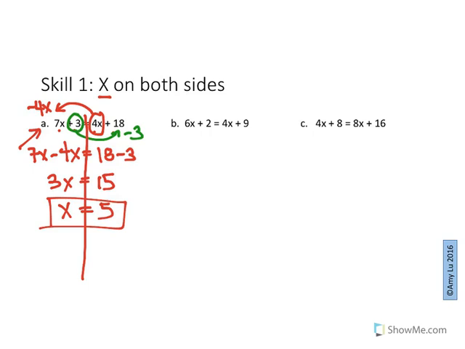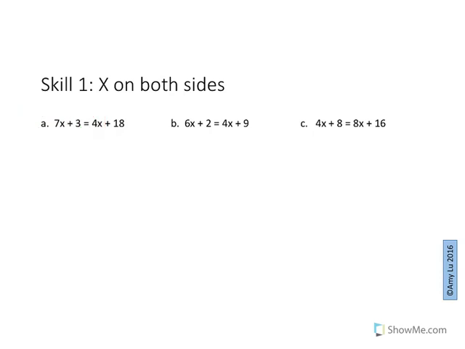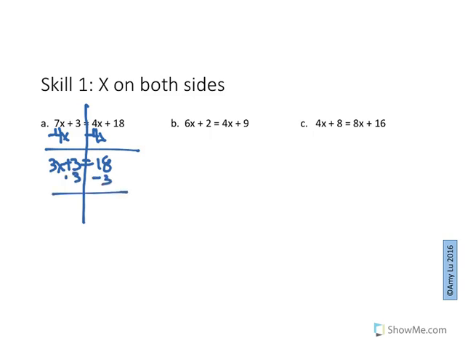If you use the inverse method, simply you choose to say, okay, I'm going to go ahead and subtract the 4x from both sides, and that will then make 3x plus 3 is equal to 18. I'll minus the 3 from both sides, which makes 3x equals 15, and then I divide both sides by 3, which makes x equals 5. So that's using the inverse method.